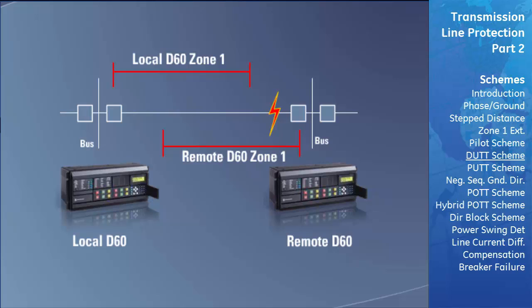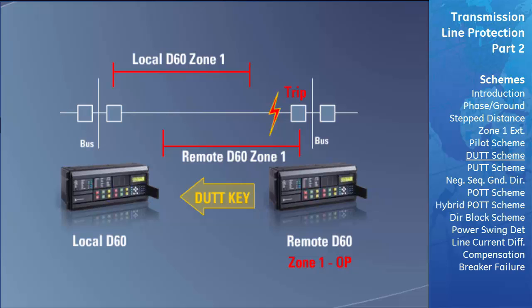The breaker at the local end of the line would normally not trip until the timer of zone 2 had expired. Using the DTT scheme, if a fault occurred in the transmission line end zone, the remote relay that identified the fault in its zone 1 will immediately trip the breaker on its side of the line. Upon detecting this fault in its zone 1, the remote D60 will also immediately send a signal, which is known as a key, over the communication channel to the local relay located at the other end of the line.